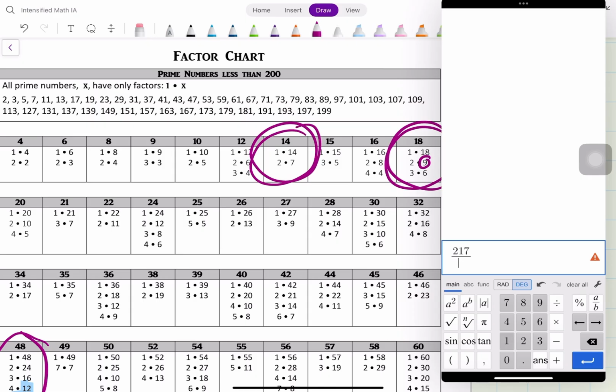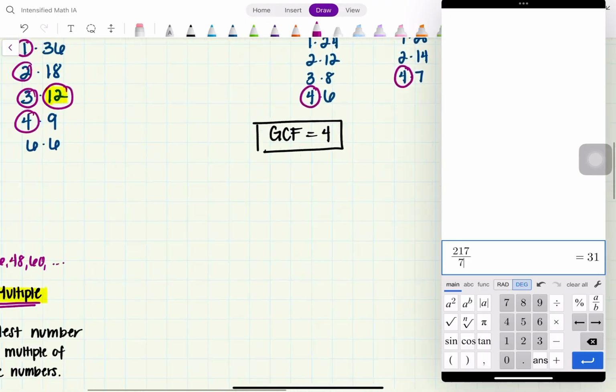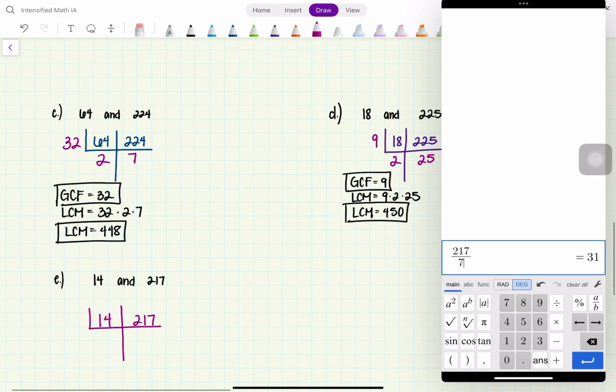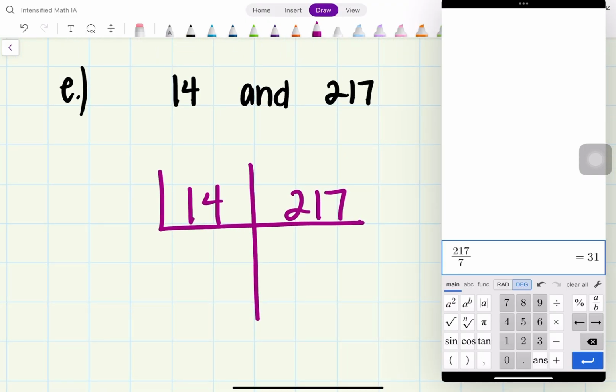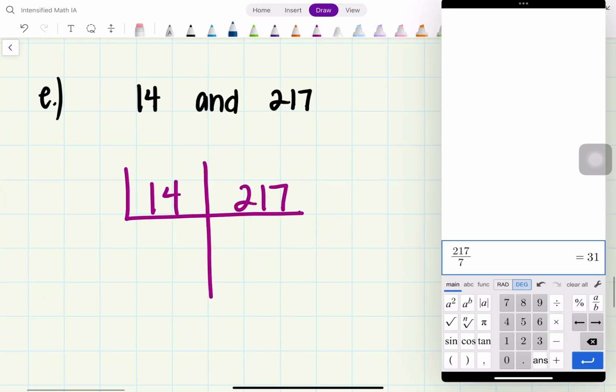So let me divide by 14. Oh, that one doesn't work. Let's try 7. And 7 actually does work, guys. So we got a bingo there with 7. So we're going to go ahead and divide both of them by a 7 here. 14 divided by 7 in this case, guys, is going to be 2. And 217 divided by 7 is going to be 31, right?